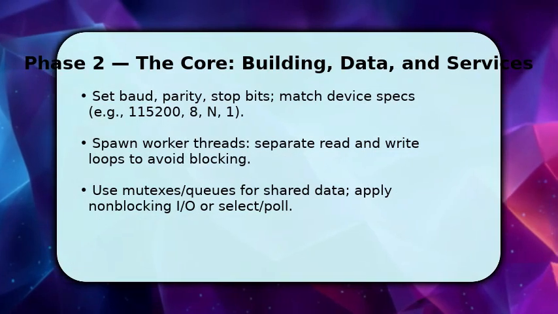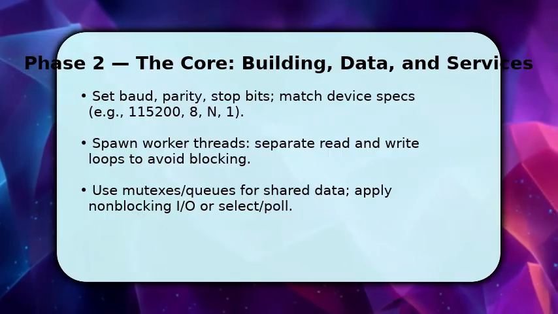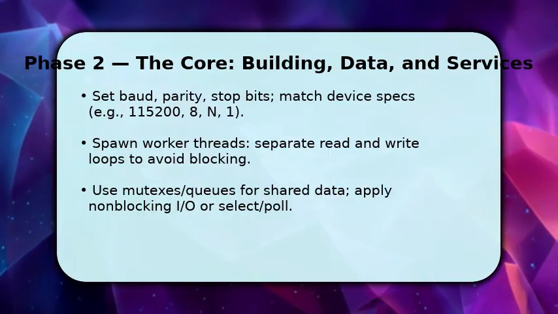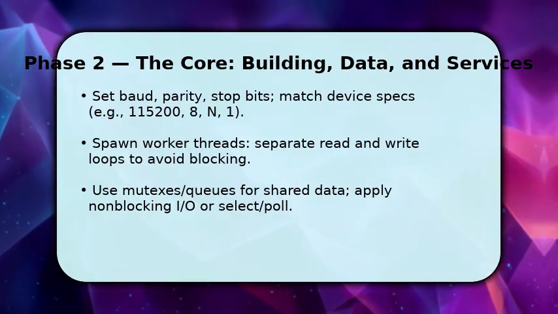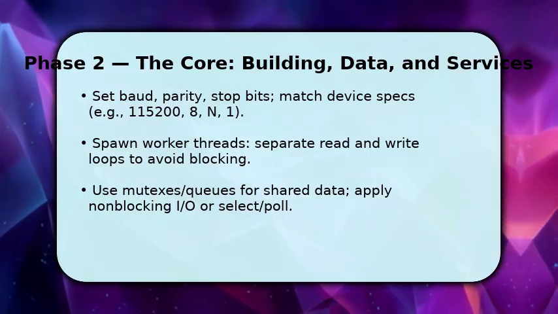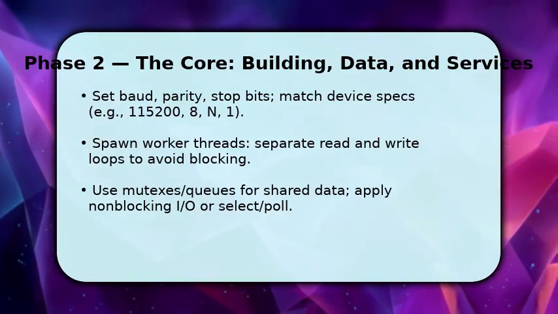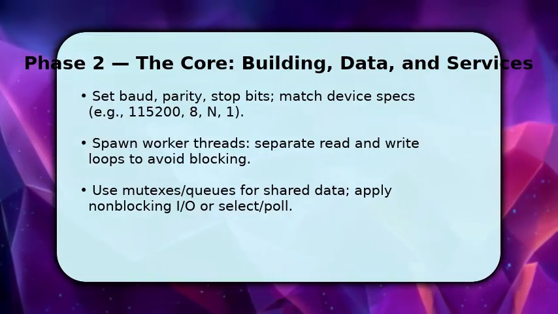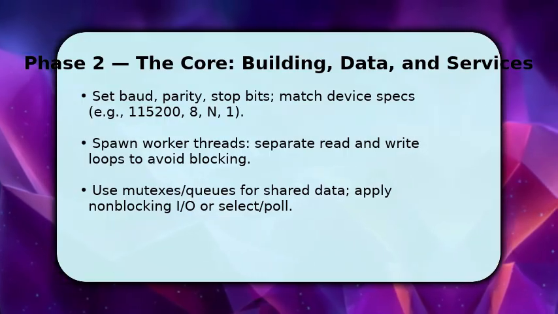You now configure the serial parameters, baud, parity, stop bits, to match the device. For example, 115200, 8N1 is common. Then, spawn worker threads, one focused on reading incoming frames and another dedicated to sending requests.